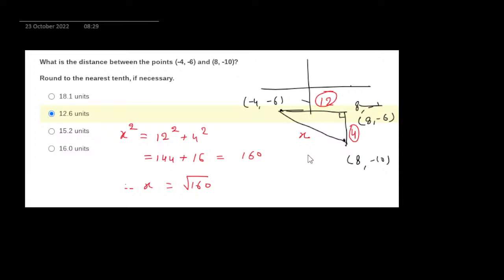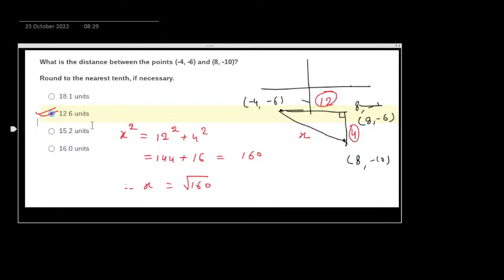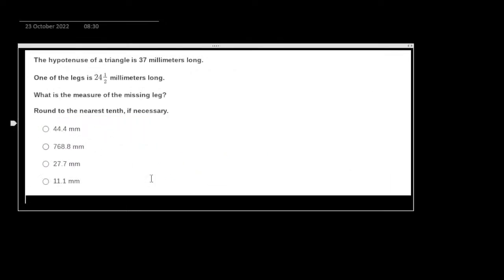15 into 15 is 225, so it should be less than 15. So the answer could be this 12.6, okay. So I'm not using a calculator. Without using one, from these options we can conclude that 12.6 will be the right answer, okay.